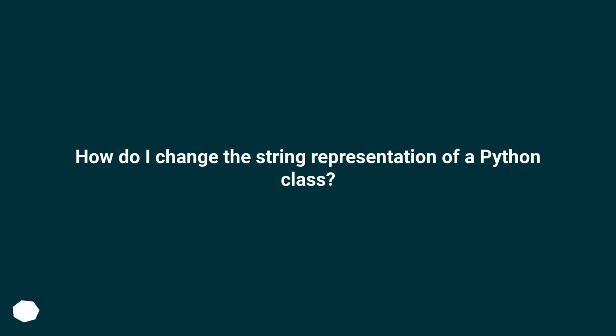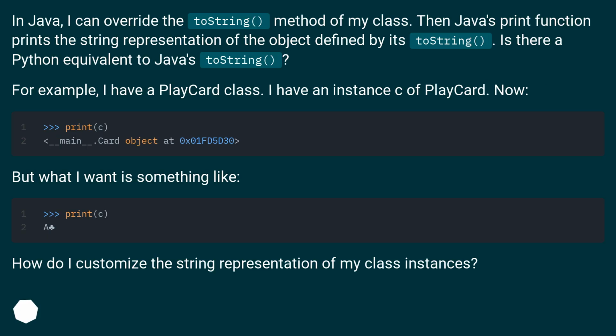How do I change the string representation of a Python class? In Java, I can override the toString method of my class. Then Java's print function prints the string representation of the object defined by its toString. Is there a Python equivalent to Java's toString?